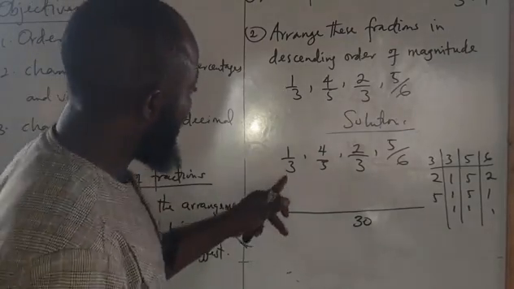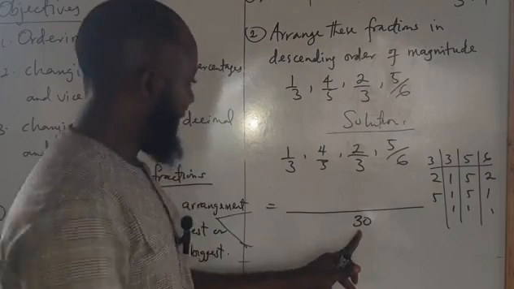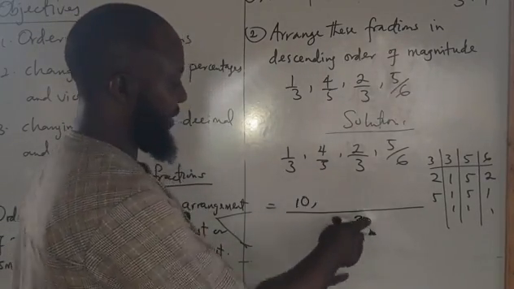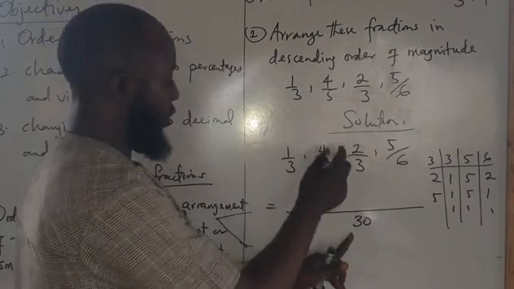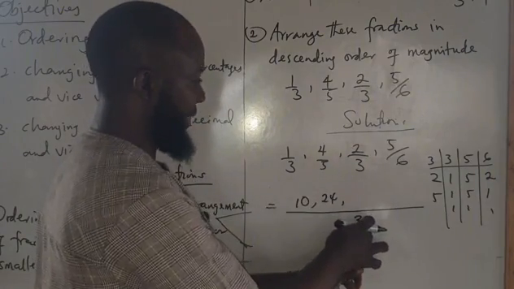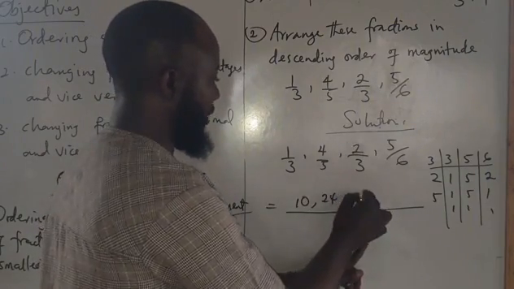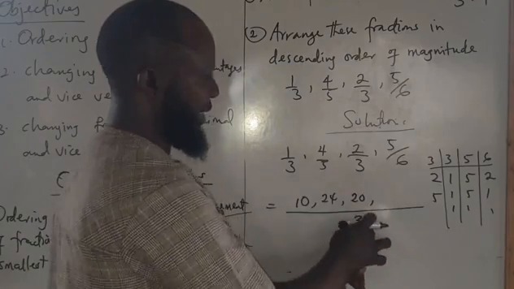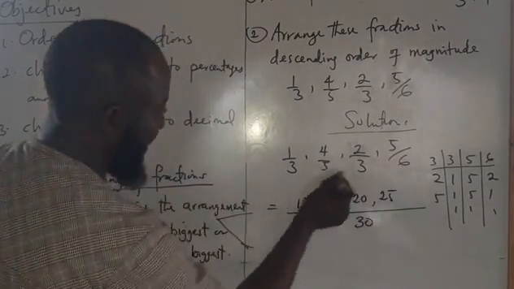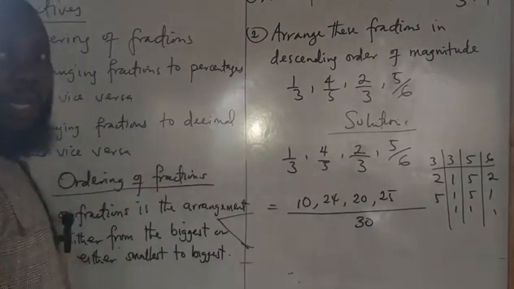So 3 in 30 is 10. 10 multiplied by 1 will give us 10. 5 in 30 is 6. 6 multiplied by 4 gives us 24. 3 in 30 is 10, multiplied by 2 is 20. 6 in 30 is 5. 5 times 5 is 25. So we are not going to consider this to arrange.